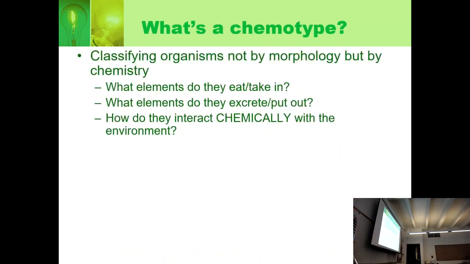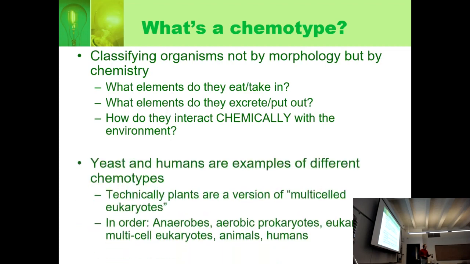Just to say what a chemotype is: not saying the organism looks like this or the organism is this color. It's what chemistry does the organism do? What do they eat? What do they excrete? We are a chemotype that takes in oxygen and sugars and turns it into carbon dioxide and H2O. It's very reductive, and it's definitely different than the way a biologist would look at it. But yeast and humans are different chemotypes because the yeast are single cells, and we are multi-cell.